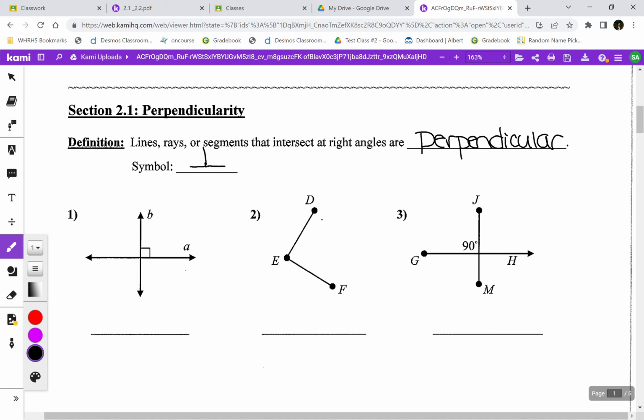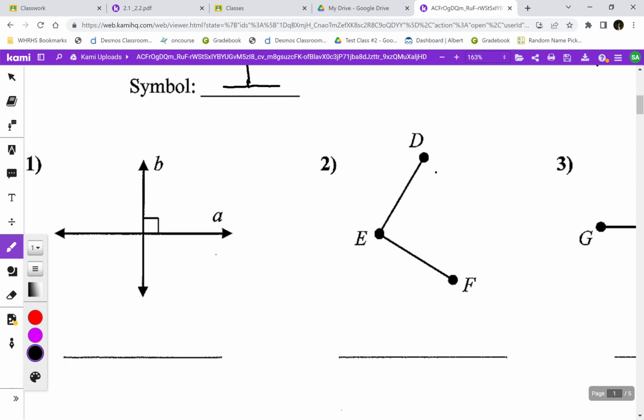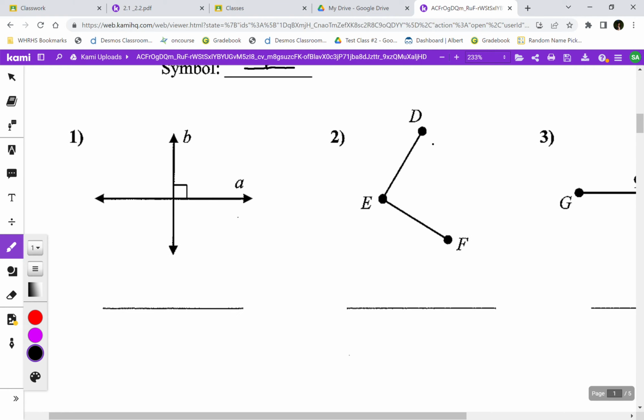All right. And how do we show right angles in diagrams? We have that little box. So right now, let's look at our number 1. Do we agree that line A and line B are intersecting and making right angles? If they're intersecting and making right angles, what does that mean? What can we conclude about the two lines? James? They are perpendicular.